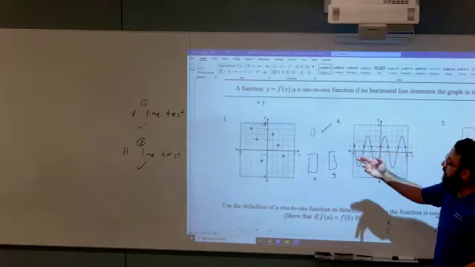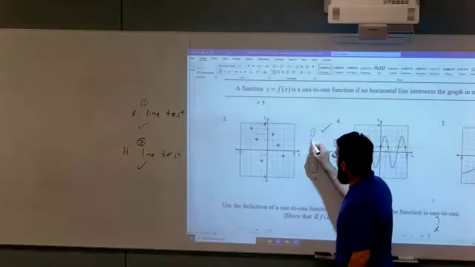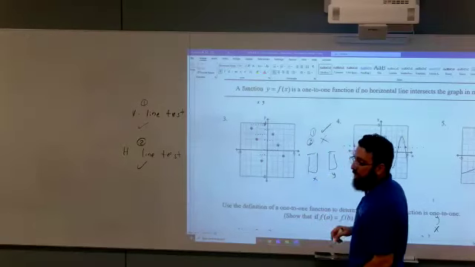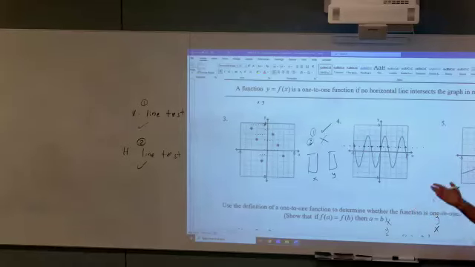So in this case, the second condition is what? It's not satisfied. So what does that mean? This is not a one-to-one function.